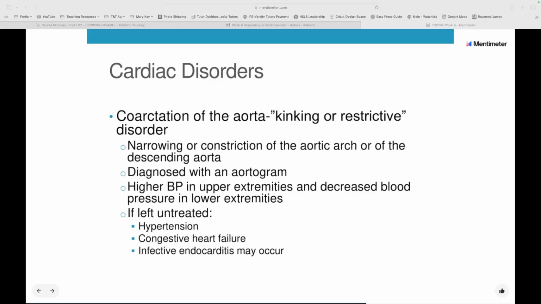If it goes untreated, we end up with hypertension, we can have congestive heart failure, and then we can also have infective endocarditis, so an infection in our cardiac muscle.